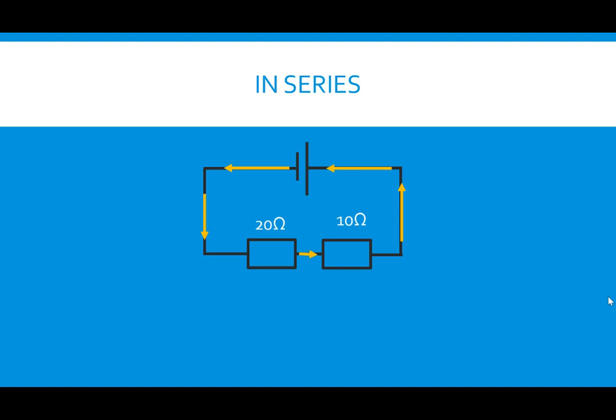And so when you think about it, those electrons are actually experiencing all of the resistance in that circuit. So when we want to find the total resistance, which we call RT, it's just a case of adding them up because the current is physically having to flow through both of the resistors.